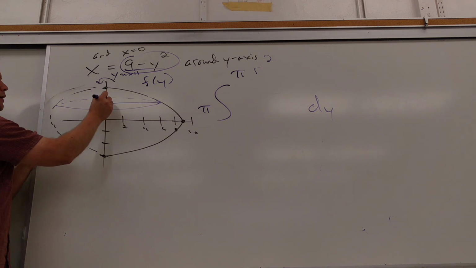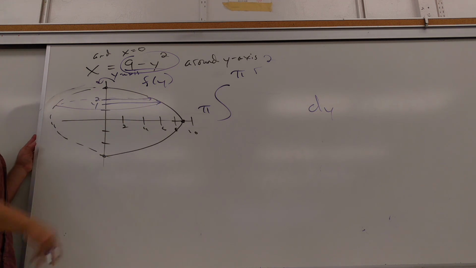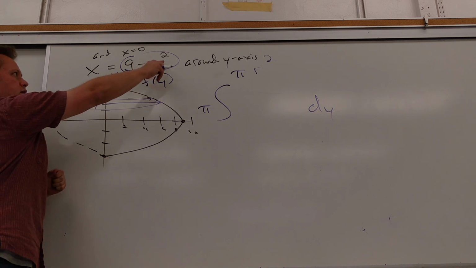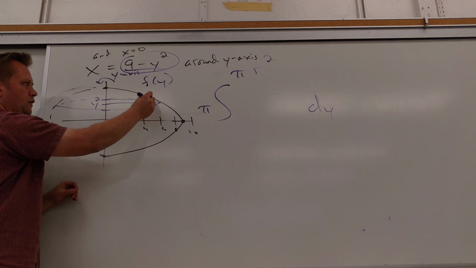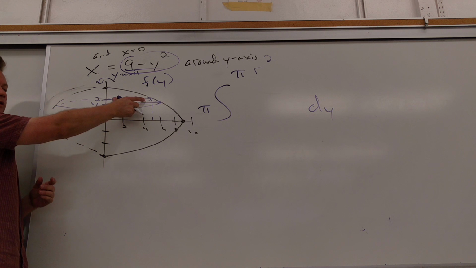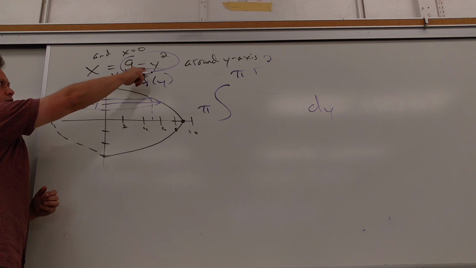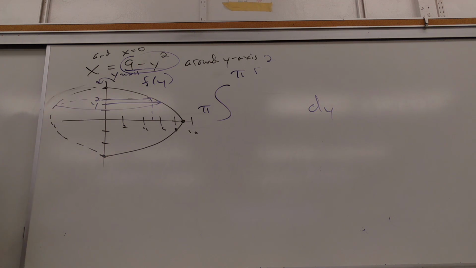So if y was 2, how far out is this? 9 minus 2 squared is 5. It's 5, isn't it? Yeah. That's the radius there, isn't it? So this is the radius for any y position.